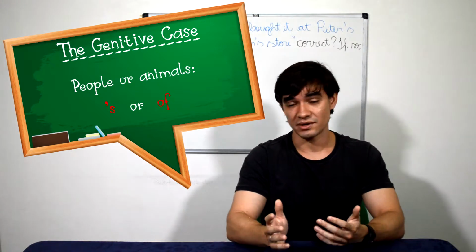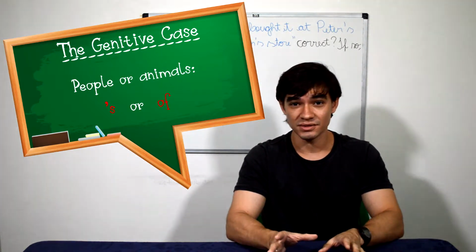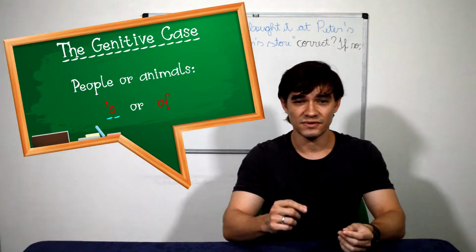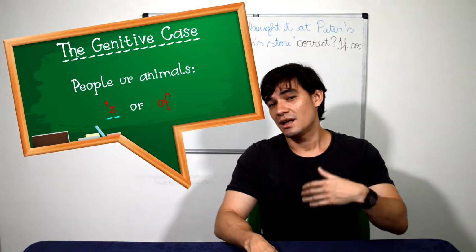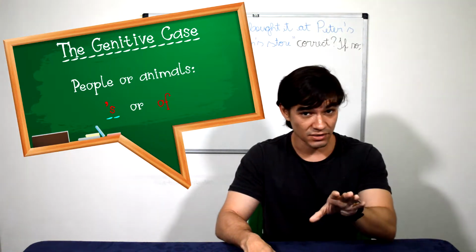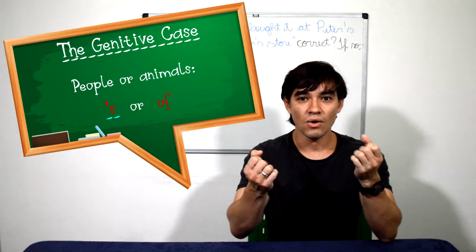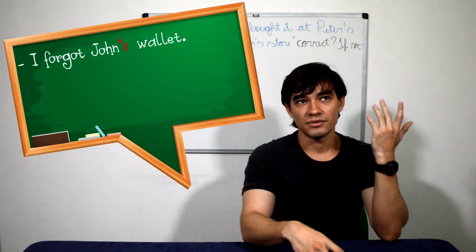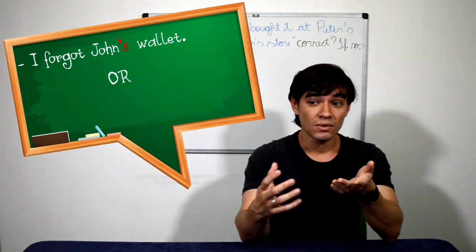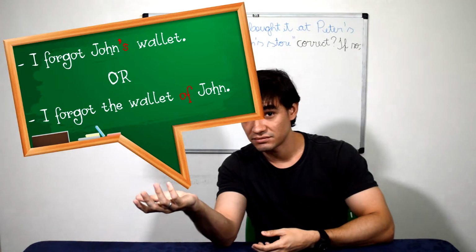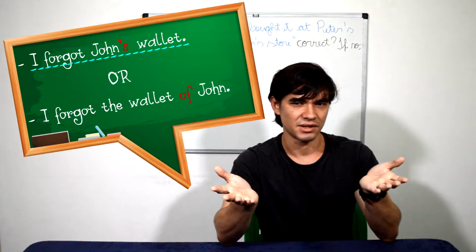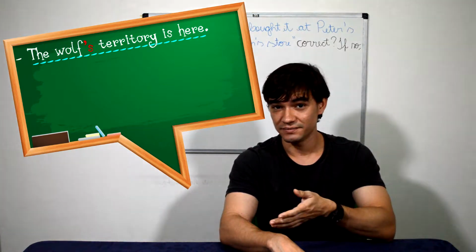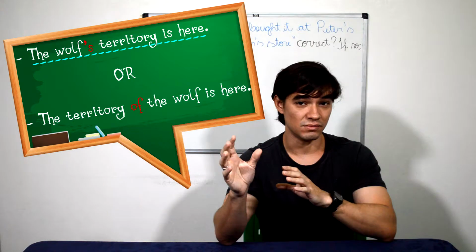Nevertheless, with people or animals, it's much more common to use the apostrophe s because it flows better, it uses fewer words. And this can only happen because in theory, people and animals can own something. And so I can say both, for example, I forgot John's wallet, or I forgot the wallet of John. But the first way is much more common. Another example, the wolf's territory is here, and the territory of the wolf is here.